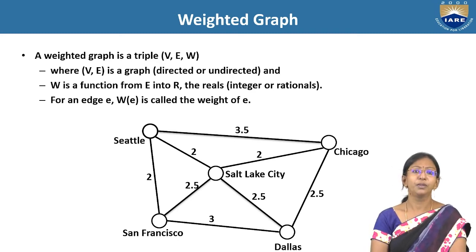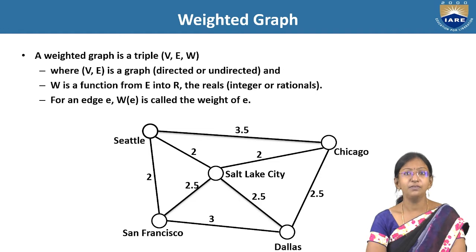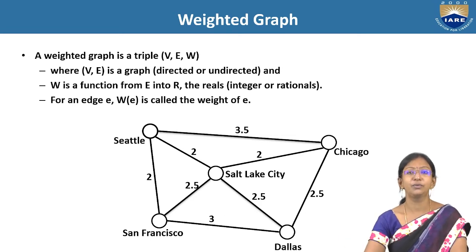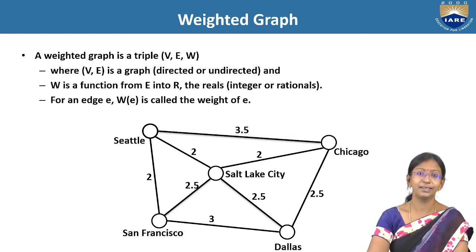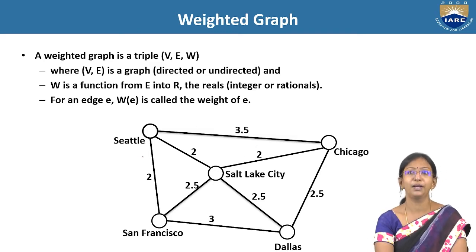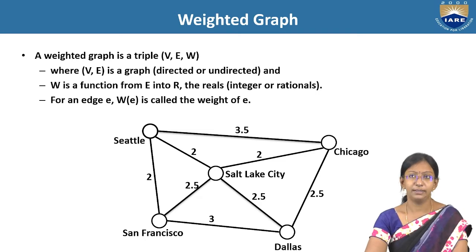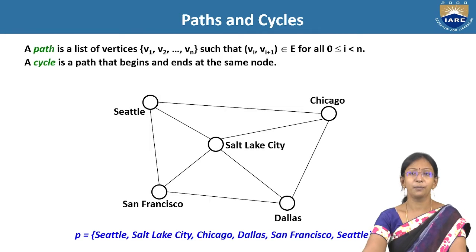Okay, so weighted graphs are the graphs which bear a weight on the edges. And this W is a function from E into R, where E is the edge and R is the set of real numbers. As you have seen, 3.5, 2, these are numerical values, right? So these are weighted graphs.